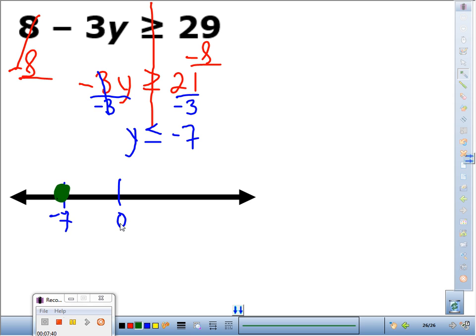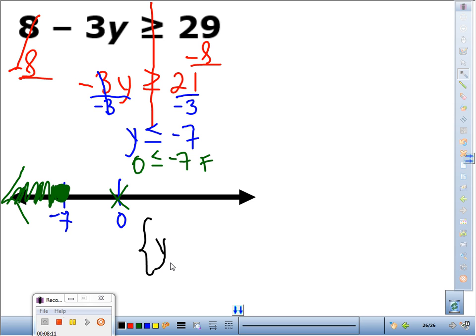So let's test 0 since it's already there. Is 0 less than or equal to negative 7? No, that is false. So if that does not work, that means it has to be highlighted to the left. Hands if you got that. What's our solution set? For all y's such that y is less than or equal to negative 7. Hands if you got that.